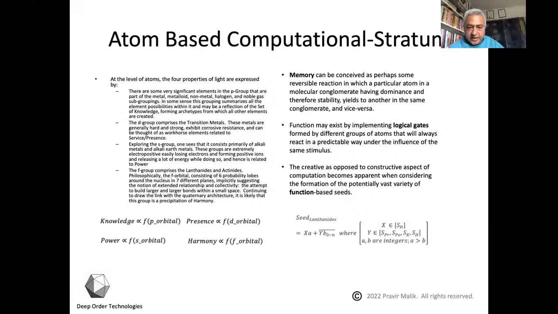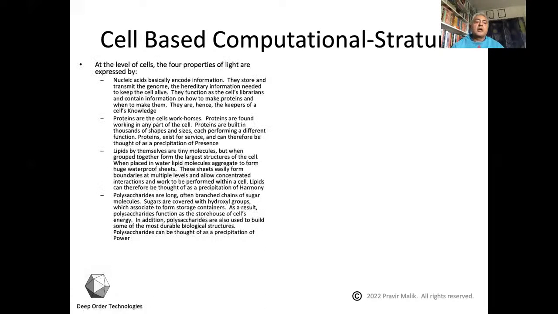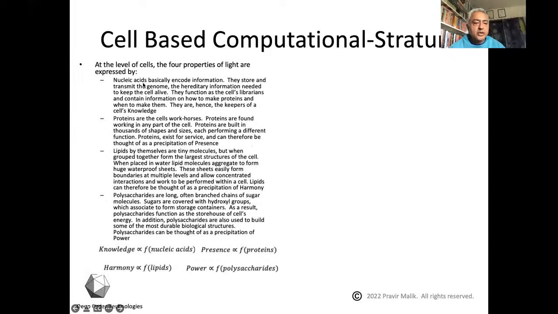And here, just taking the lanthanide group, we can see a number of different functionality that may arise due to the same formula. And therefore, we have this stable strata or stratum of atoms that can become computational stratum as well. Lastly, when we think about the cells, we know that each cell has four molecular plans, which we know as nucleic acids, proteins, lipids, and polysaccharides. We know that nucleic acids basically encode information. They're a carrier of knowledge in the cell.